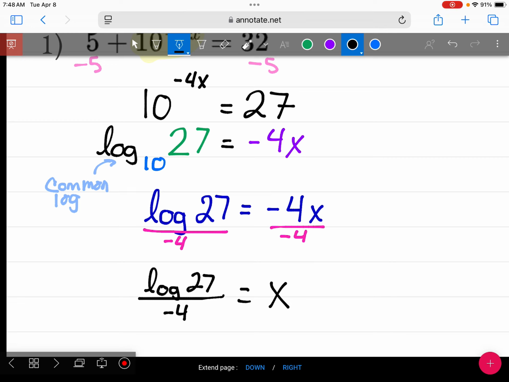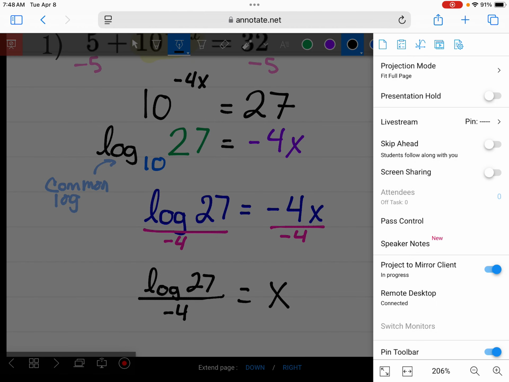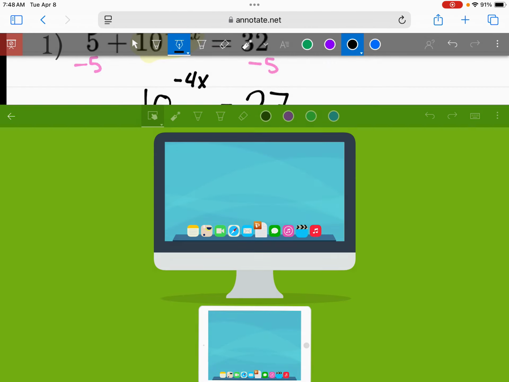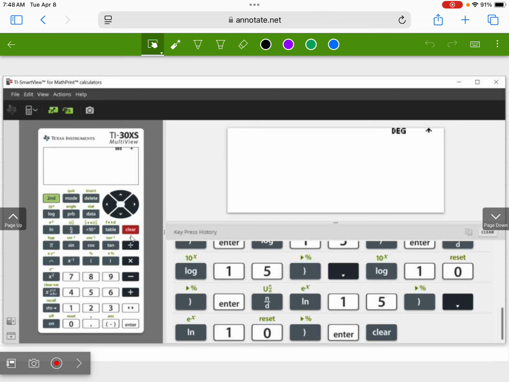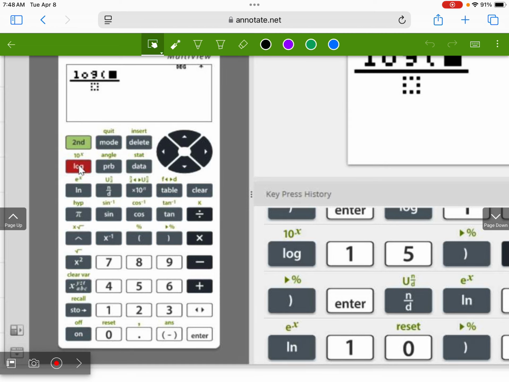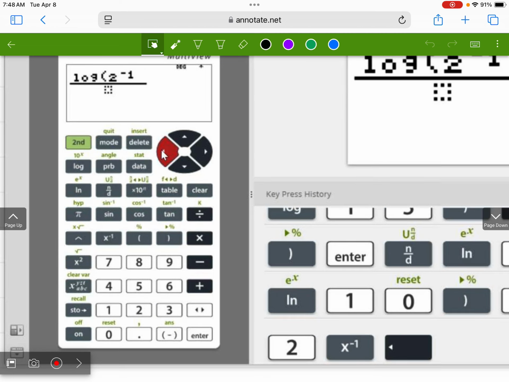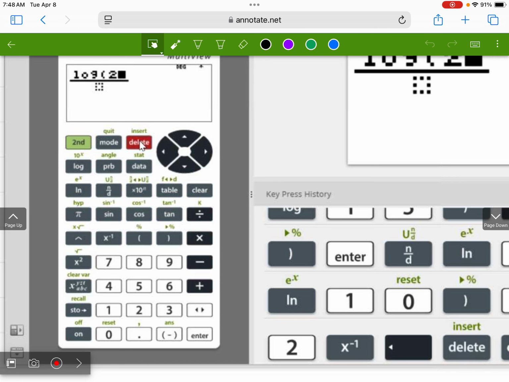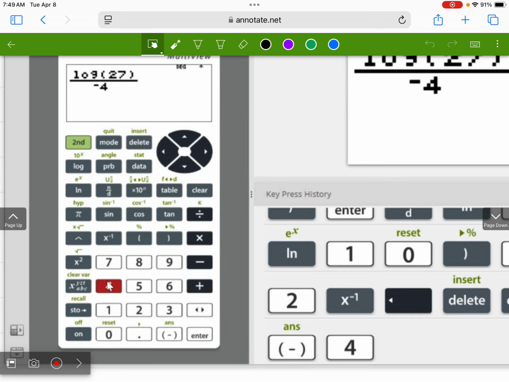So the way we get our decimal estimate is we're going to type that sucker in the calculator. So to find our actual value that's real life usable, we're going to put together a fraction. In this case, we have our log of 27. That is not what that is. I hit the wrong button. There we go. Log of 27 over negative 4.